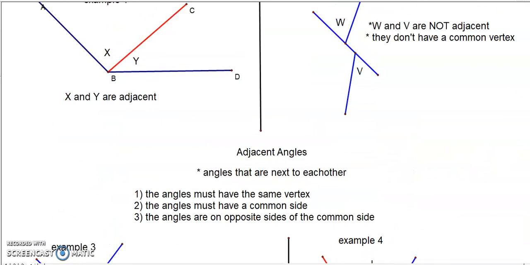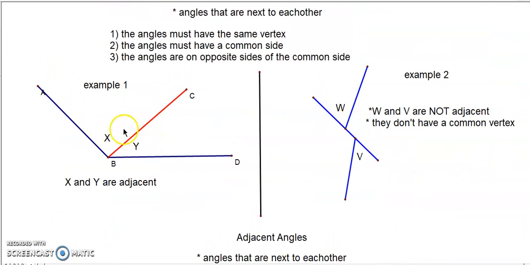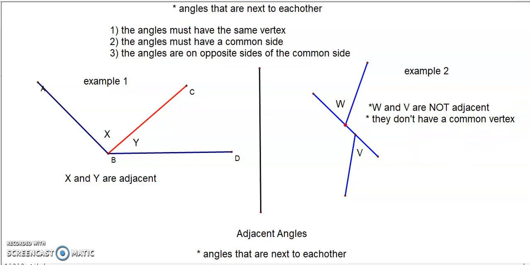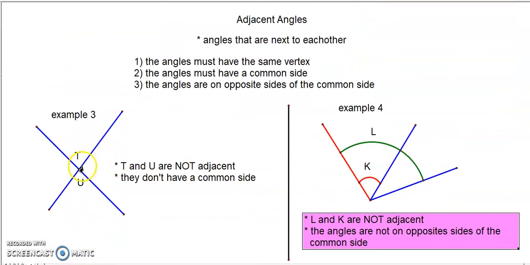Let's just quickly review. So here we have two examples. An example where these two angles are adjacent. The three criteria are met. Here, these are not adjacent because they don't have the same vertex. This vertex and this vertex are not the same, so they are not adjacent. And down here, these ones do have the same vertex, but they do not have a common side. There's no common side, so these are not adjacent. And this one here we just did, they have the same vertex and they share a common side, but they're not on opposite sides of the common side, so they are not adjacent.